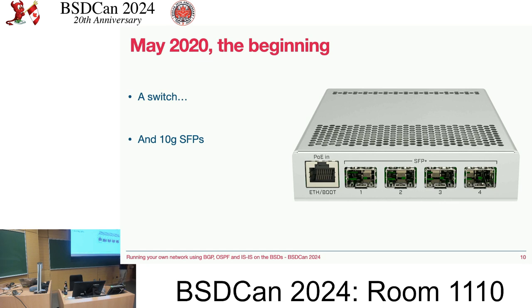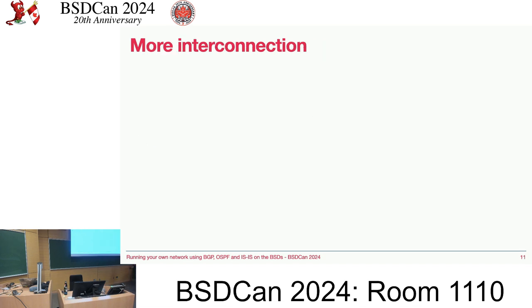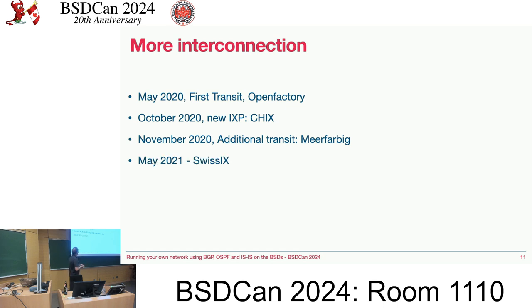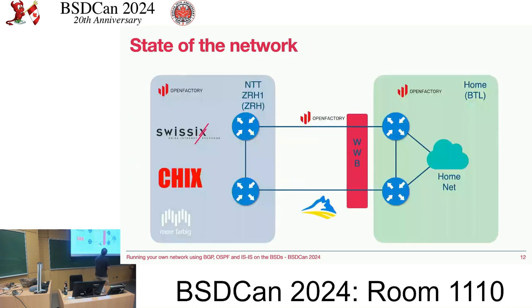So we got fibers, we got optics, we connected. And then what happened later was more interconnection. In May 2020, the first transit, it was Open Factory. And in October 2020, I connected to a new internet exchange, CHIX. Then I started helping run CHIX. Then I had a new transit, because as soon as I connected to the exchange, someone saw me and said, "Oh, but instead of peering, would you like transit?" So sure, thank you. So I got it. And then in May 2021, a year later, I joined SwissIX. And then in October 2021, we got a new BLL. So we now have two transports going.